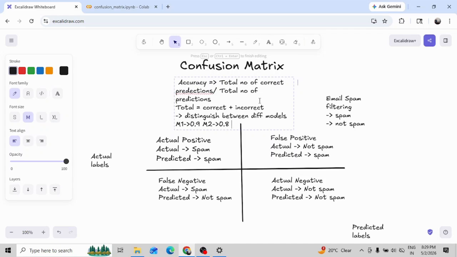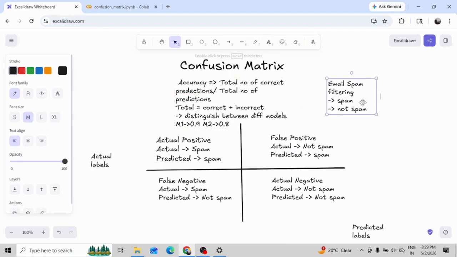Let me give you a classification example of email spam filtering. An email may be spam or not spam, so these are the only two categories. Now, talking about the confusion matrix, with this email spam filtering example I will make you understand the different terms that are used in the confusion matrix.